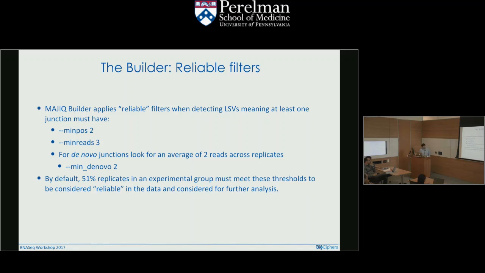So now these filters, you look at each sample individually in an experimental group, and these thresholds must be met in at least 51% of the replicates in an experimental group to be considered reliable. So that means that your definition of experimental groups can influence what you ultimately detect in the builder stage.